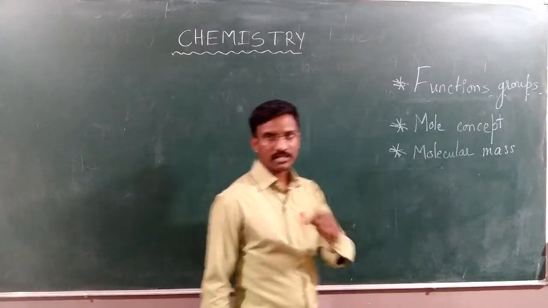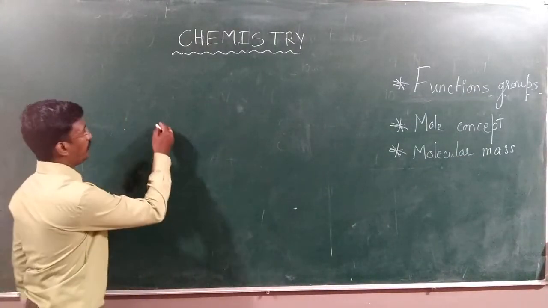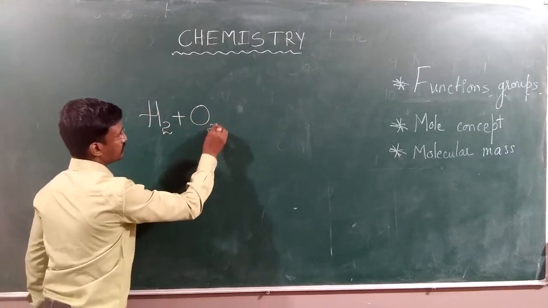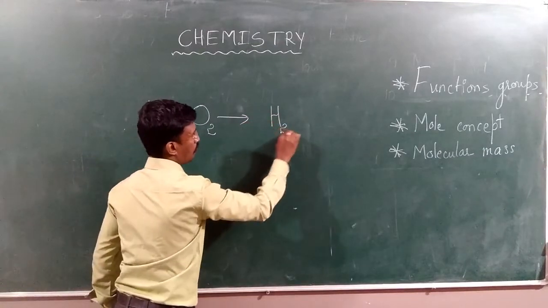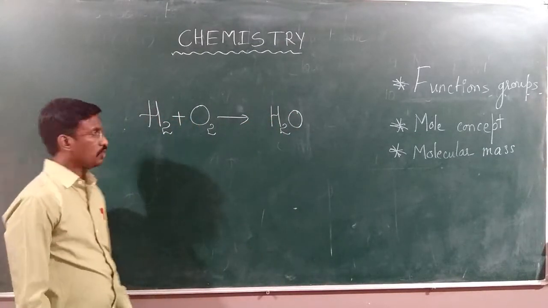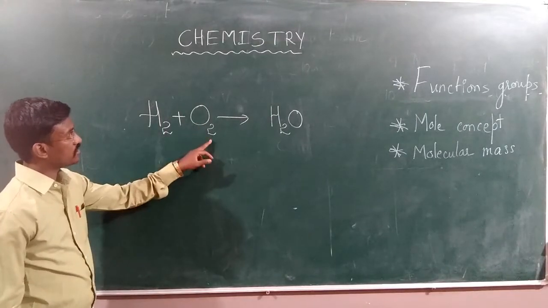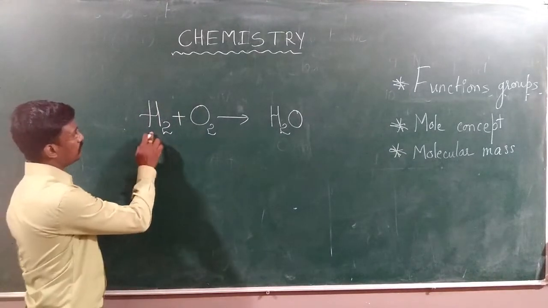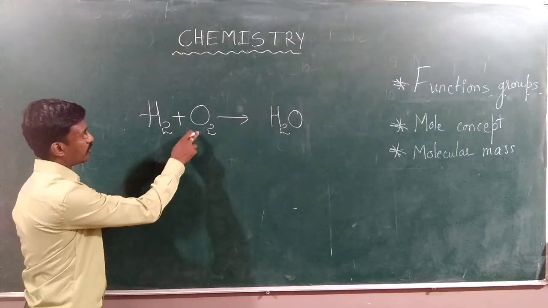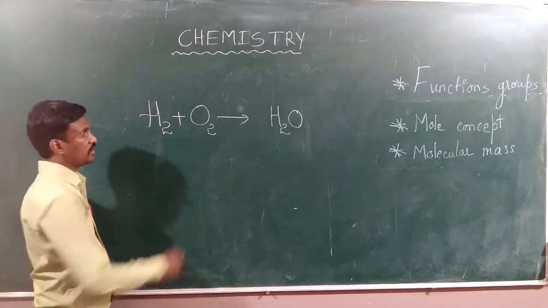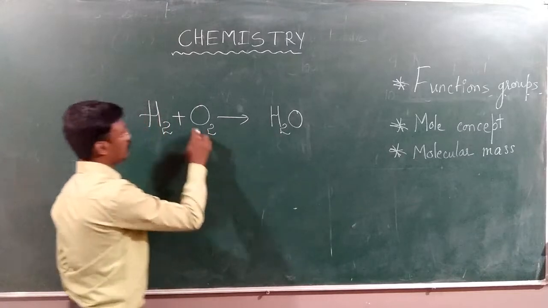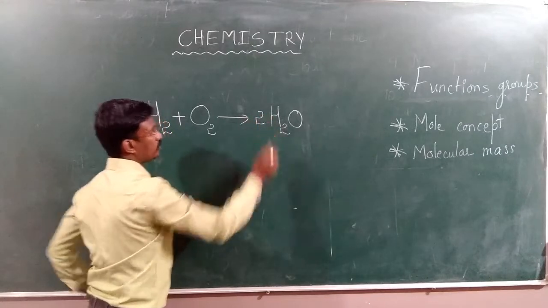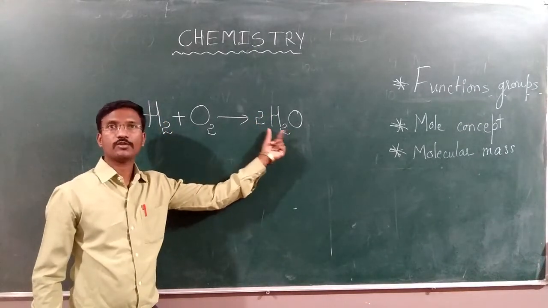To explain molecular mass, I would like to write reactions. When hydrogen combines with oxygen, it gives water, that is H2O. Hydrogen H2 combines with O2 to give H2O. We have seen this in the first video and the last video also. The number of hydrogens in the reactant is 2, and in the product it is 2. The oxygen in the reactant is 2, and in the product oxygen is 1. Therefore, to balance, we write 2 here, so the total number of water molecules is 2.